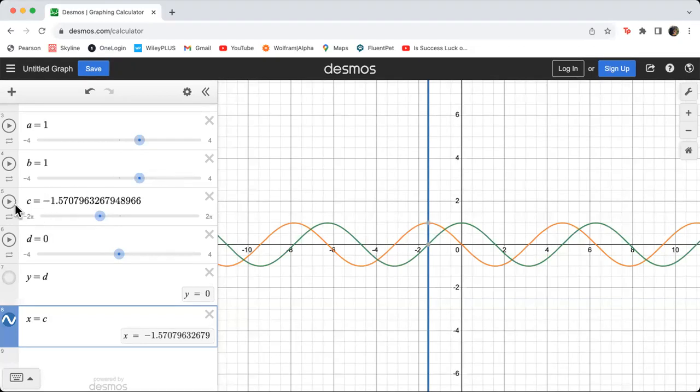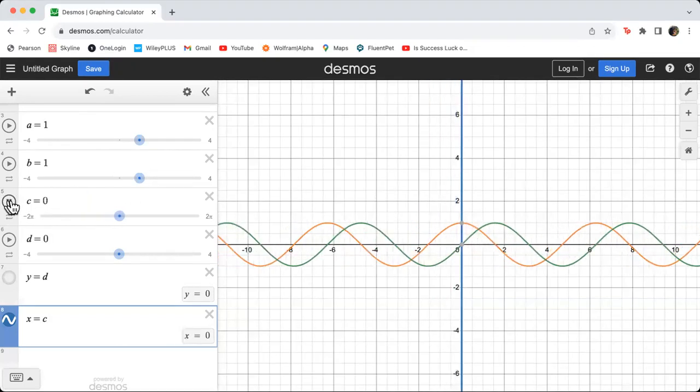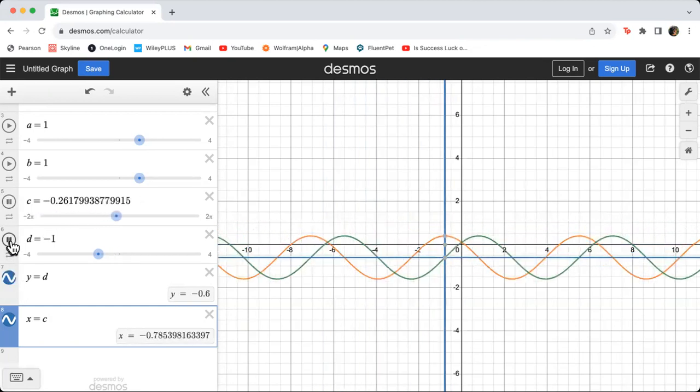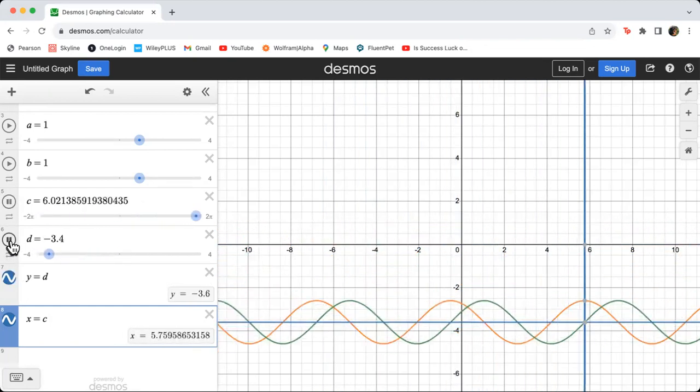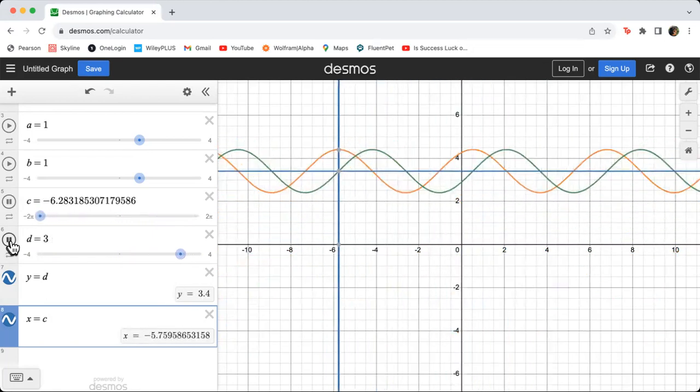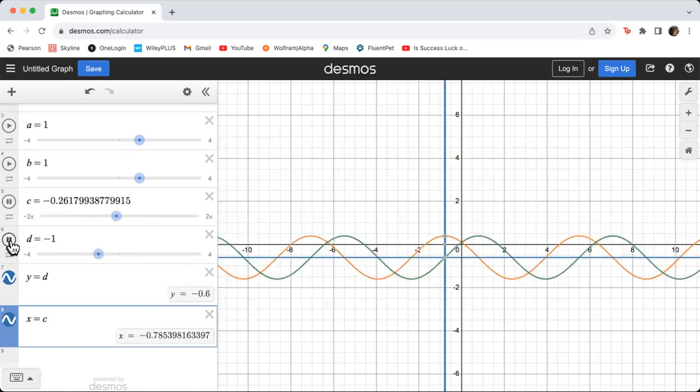Any questions? So C and D, the shape of the graph isn't changing. We're just changing the location of the graph.